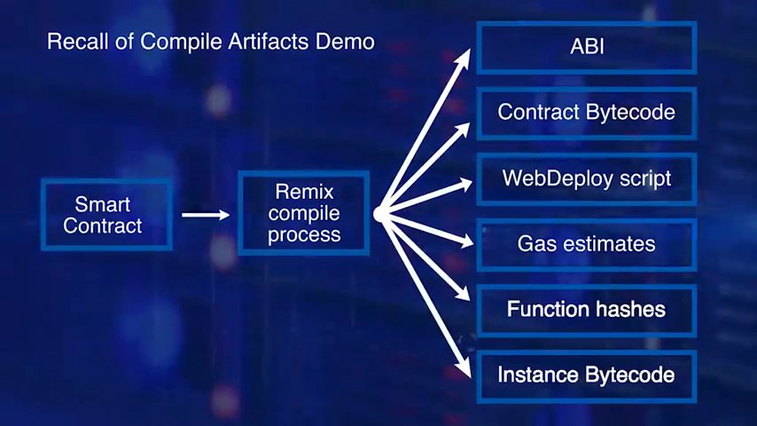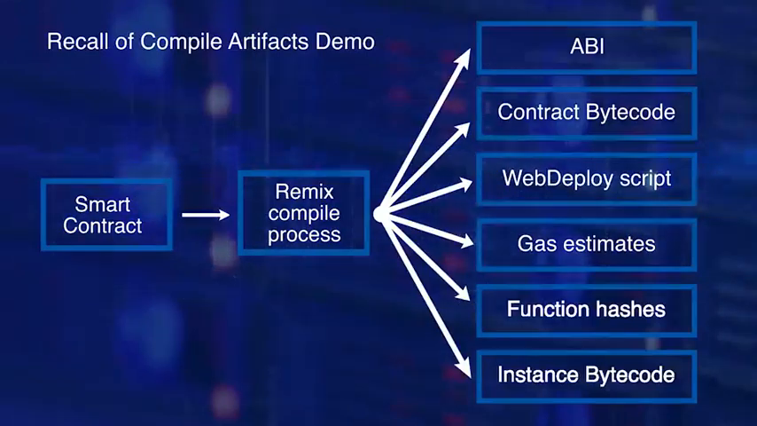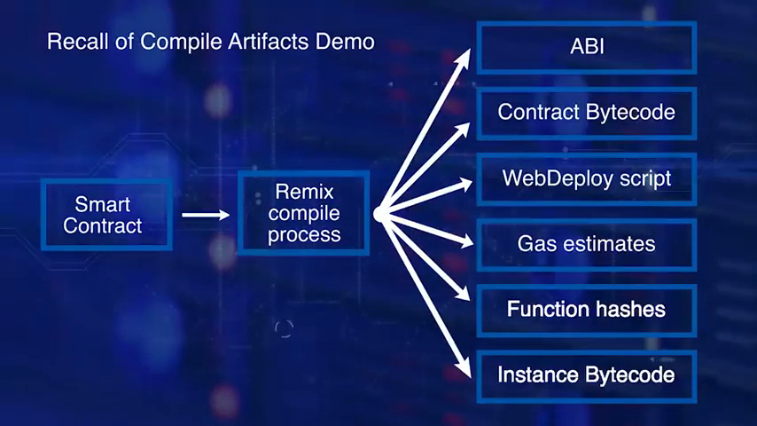Remix compiler script generates many artifacts in one shot. You can view these items generated by clicking on the compile button and then the details button just below the compile button. A pop-up screen appears with many details. Here are some of the artifacts generated by the Remix smart contract compile process and their use.